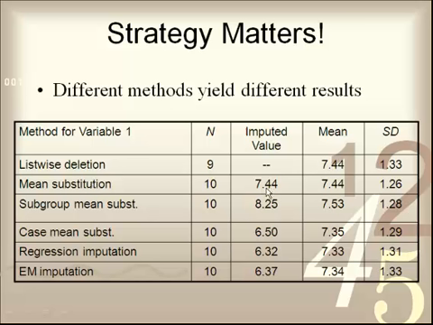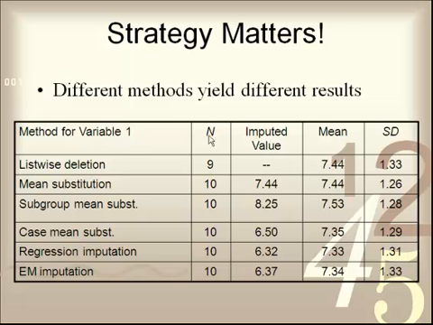For a mean substitution, we have 7.44, that's much different than a subgroup mean, which gives us a much higher rating. A case mean, where we're looking at just that individual, yields us 6.50. And you can see here how the overall mean for all of these scores changes. If you use the regression imputation, the mean for the overall group is 7.33, where the mean for the overall group, if we do a subgroup mean, is higher. Now these points may not seem very important, but it definitely changes our standard deviation, and it has implications for our statistics in the long run.